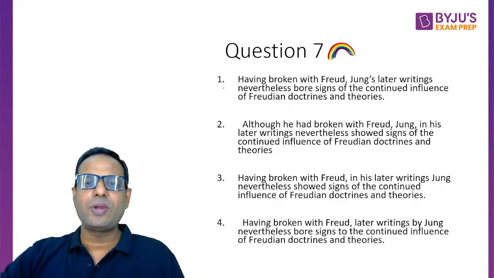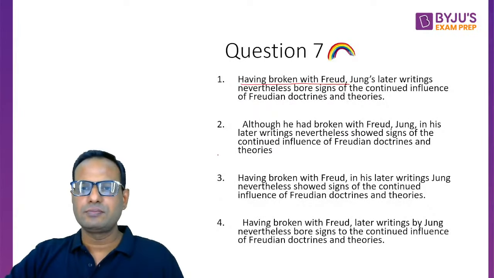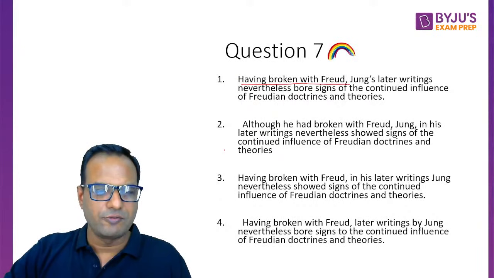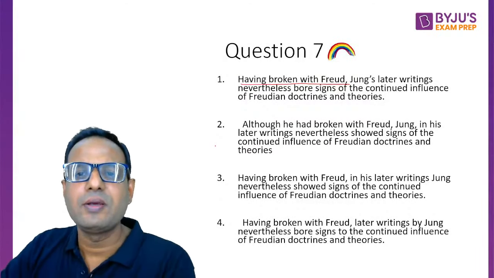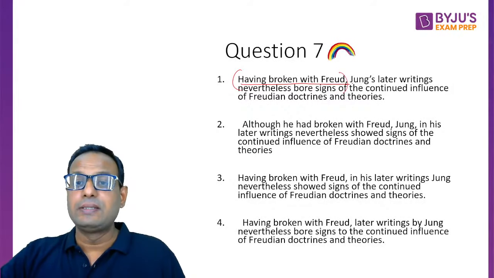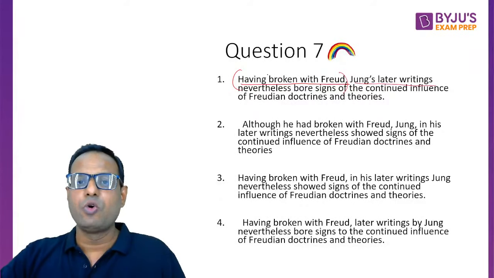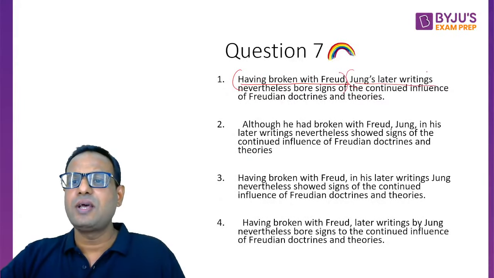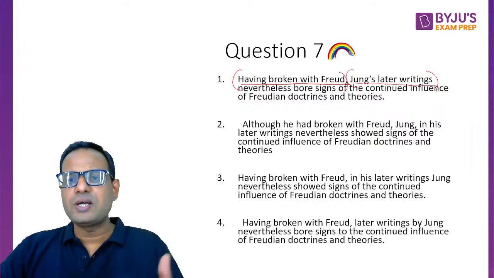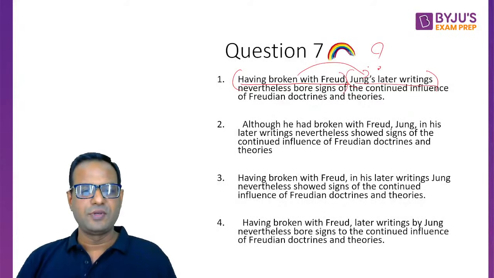Okay. So, let us look at the question. Having broken with Freud. Okay. A philosopher, a psychologist, Freud, a great name. All right. Having broken with, to end all relationship. Okay. This is the modifier. Now, who breaks with Freud? This part tells you Jung's later writings, right? Now, who is breaking with Freud? Jung's later writings. How can Jung's writing break with Freud? What is the connection? Okay.